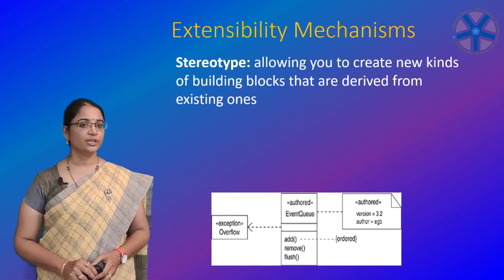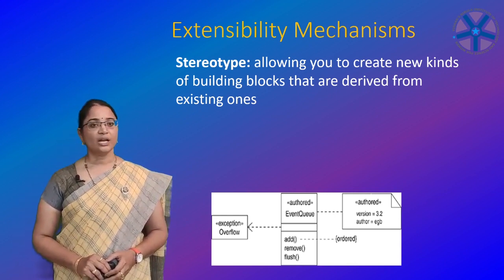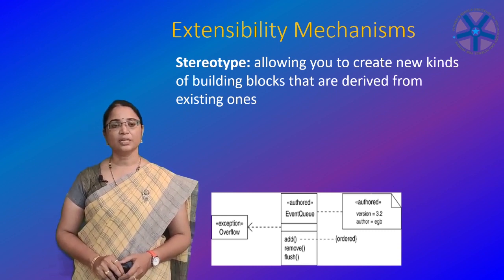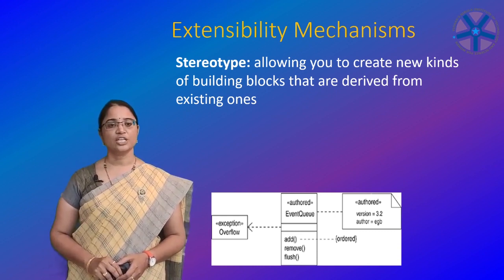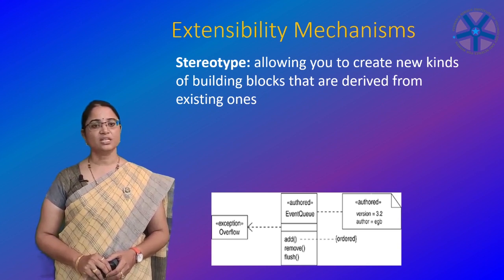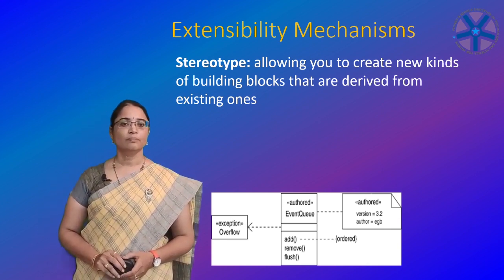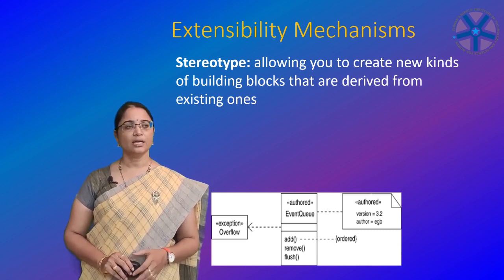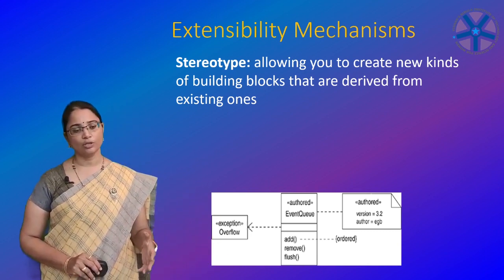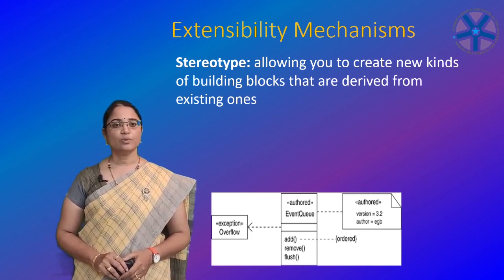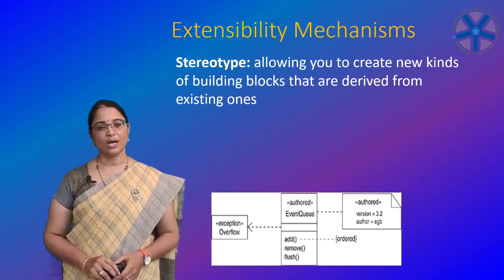If you see the figure, here we have an overflow that is indicated by exception. That is nothing but the stereotype. So the stereotype represented by exception indicates the overflow. So if you want to indicate the other basic building block, then you can use this stereotype as an exception. So next one is coming to the tagged values.